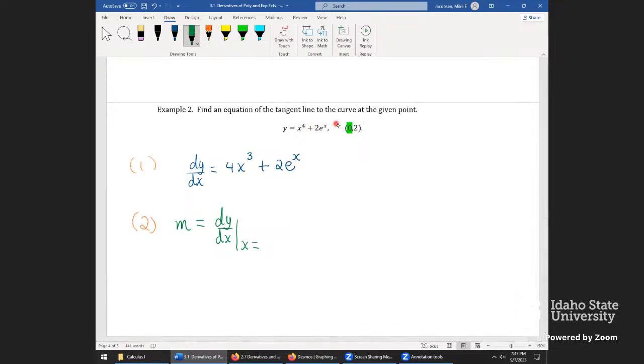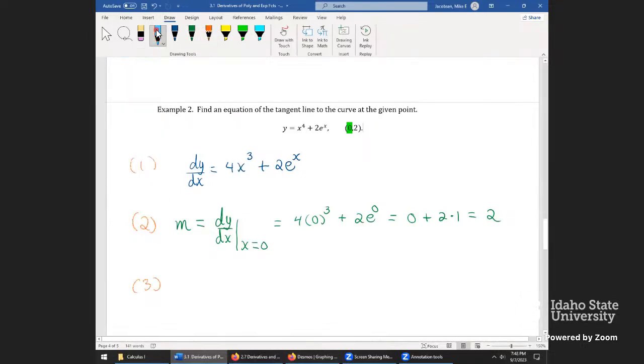So we'll say when x is 0, go back over here and plug 0 inside that first derivative. It'll be 4 times 0 to the power of 3, so that term's gone, plus 2 times e to the power of 0. So this whole thing turns into 0 plus 2 times 1. We get a value of 2 exactly. The 1 right here is from e to the power 0, which turns into a 1 altogether. And so now we have a slope m, and we're off to step 3.